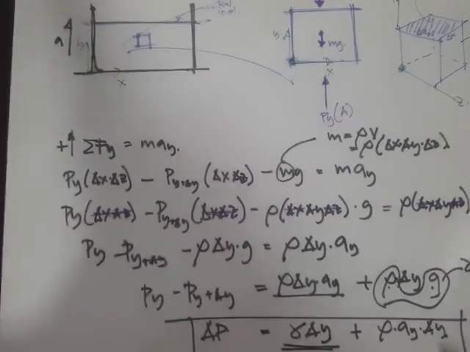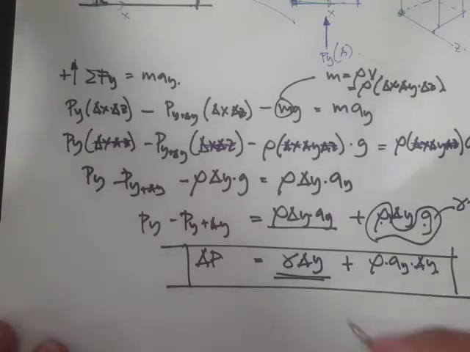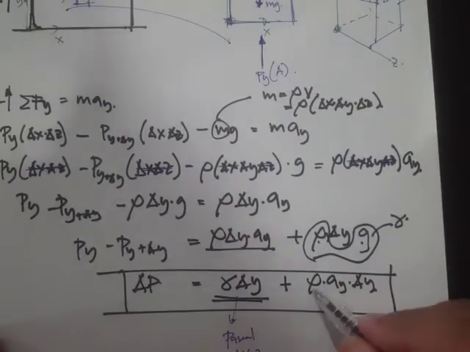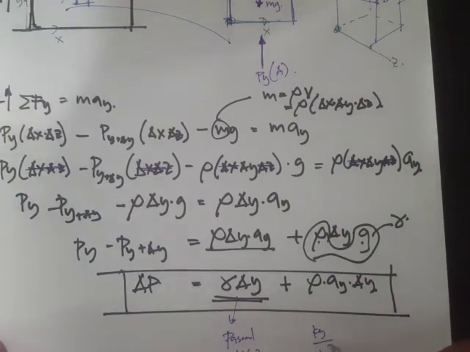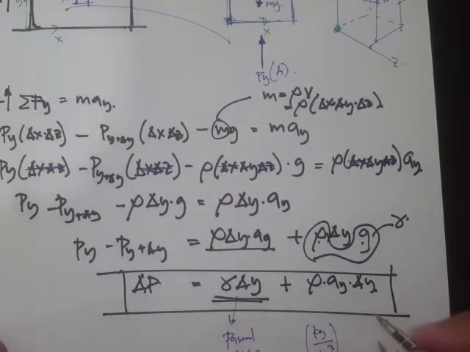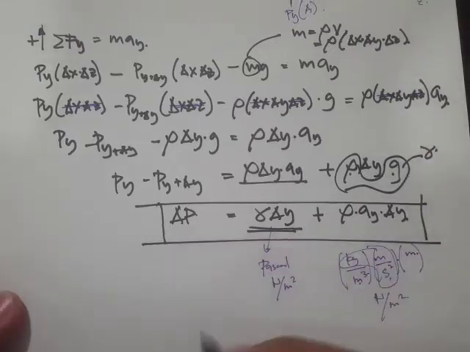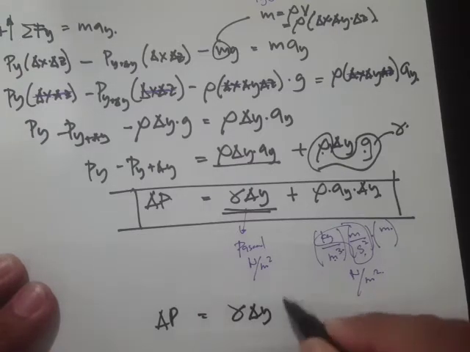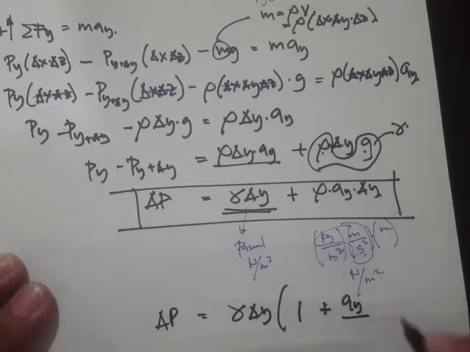If we check the units, this one is in pascals, that's Newton per meter squared. And this one is kilogram per meter cubed times the acceleration, which is meter per second squared, times the height, the length unit. So this is Newton, and then meter cubed divided by meter, so that's Newton per meter squared. Now if we rearrange this, we can also arrive at this expression: delta y times 1 plus ay over g.